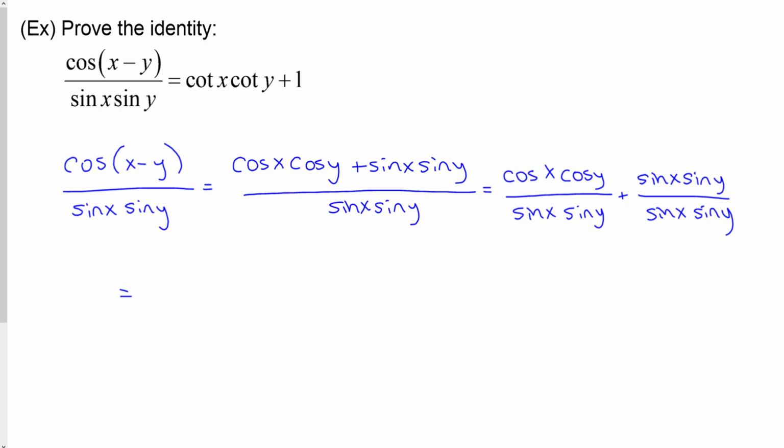And the first fraction, cosine over sine, is cotangent. So cosine x over sine x is cotangent x, and then I have cotangent y, force of habit. And sine x over sine x cancels, same for sine y over itself, so this just becomes plus 1. And then we've proven that identity.